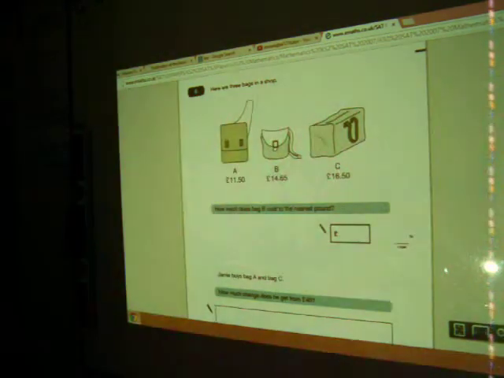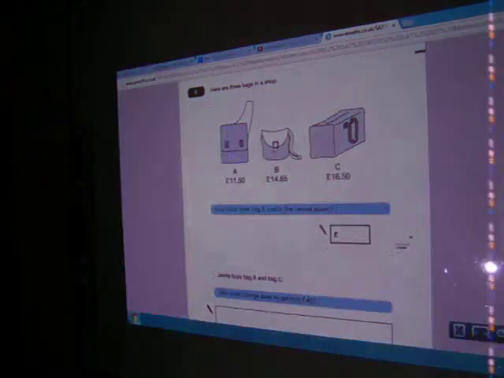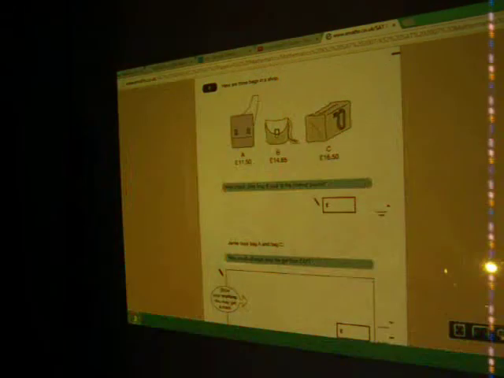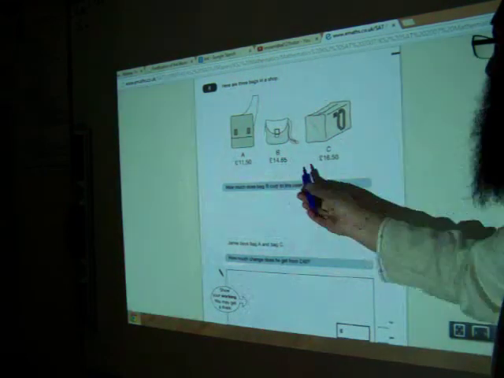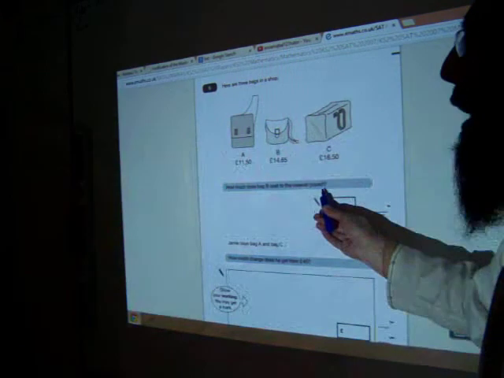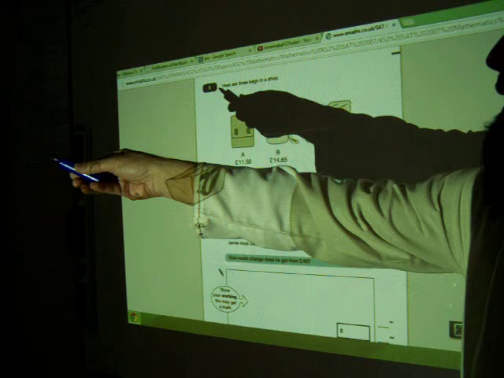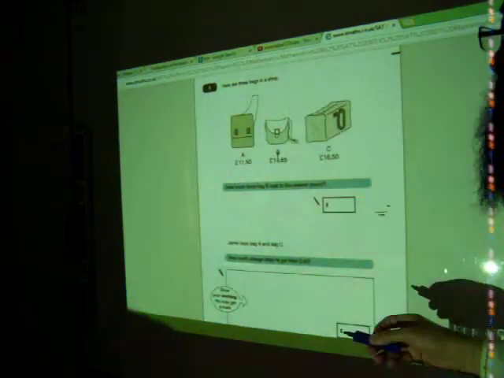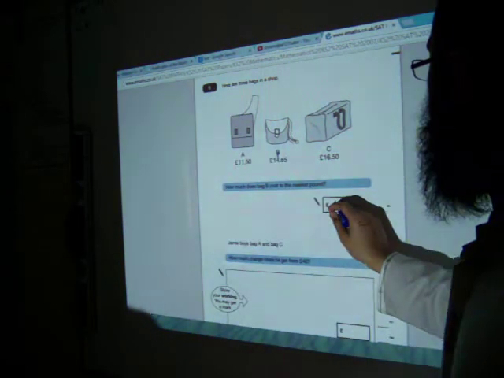Here are 3 bags in a shop. £11.50, £14.65, £16.50. How much does bag B cost to the nearest pound? What does that mean for us, to the nearest pound? We've got £14.65. It really means round it, round to the nearest whole number. So £14.65 is nearly how many pounds? £15. Well done.